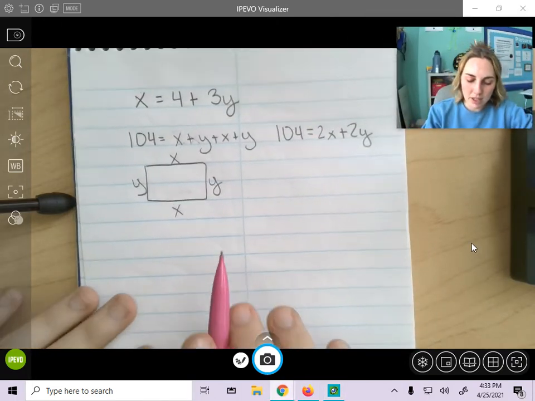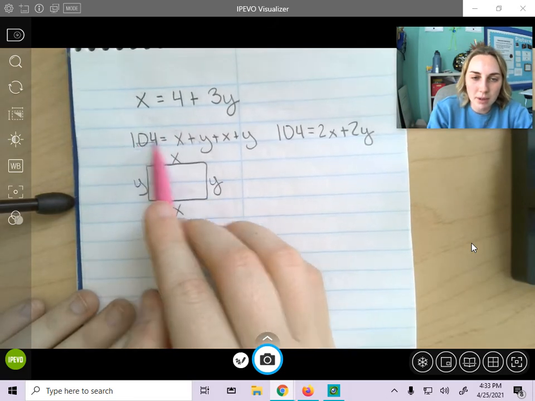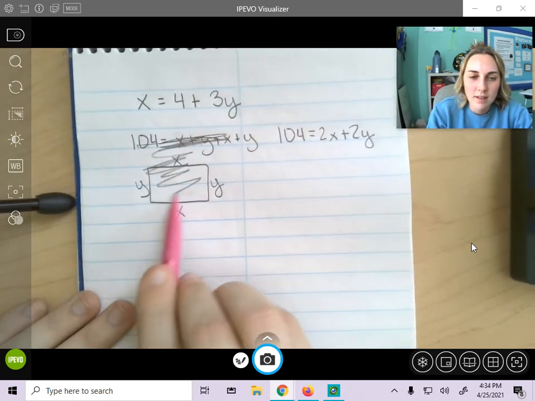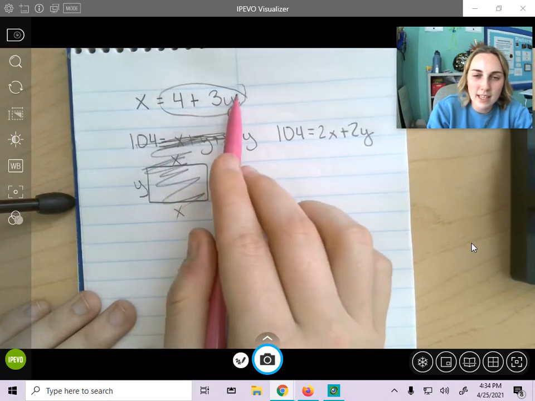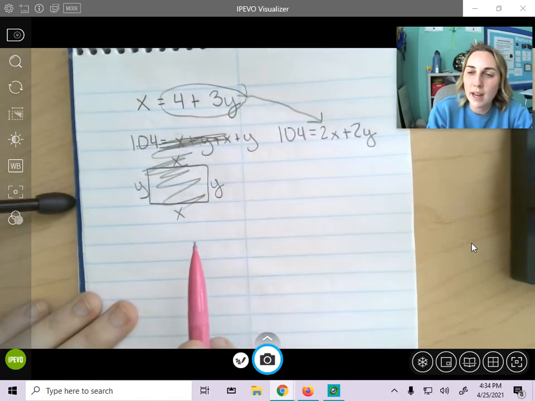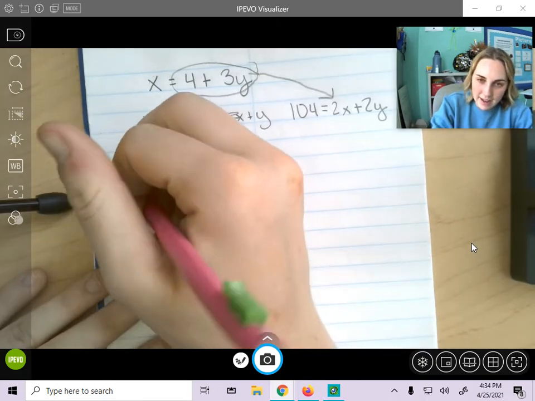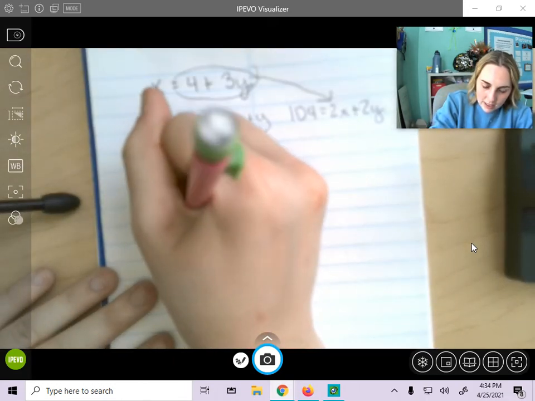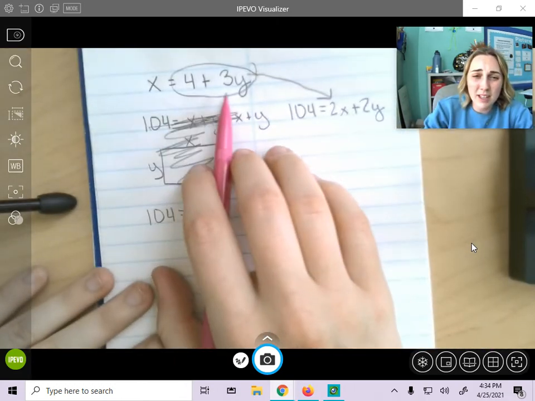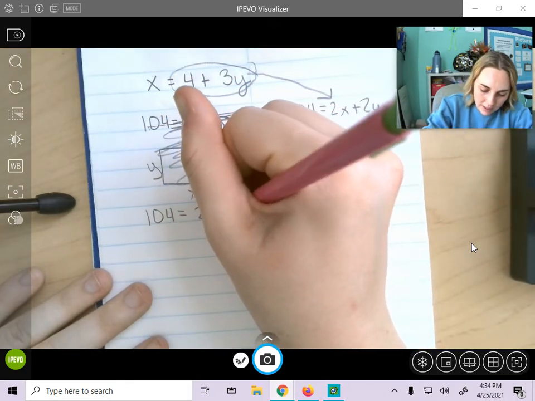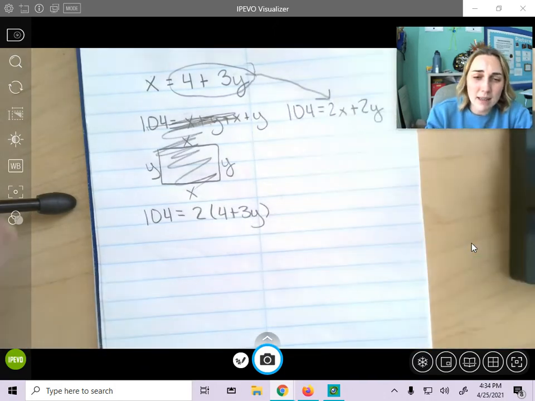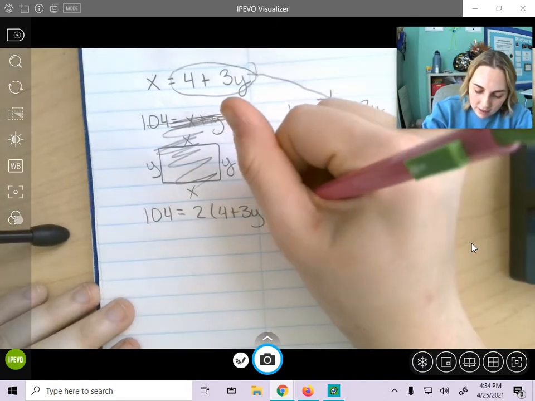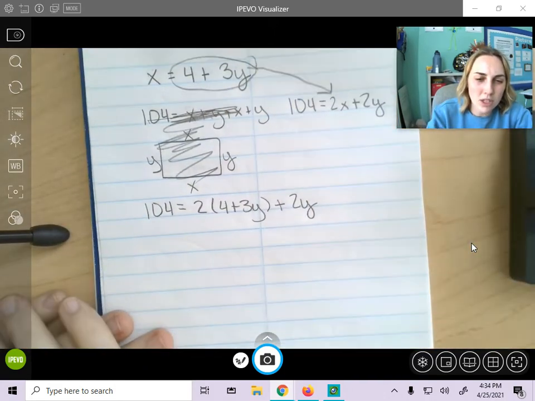All right, so what I'm going to do is substitute. I'm going to mark this out. I'm going to substitute this whole thing that's equal to x into this problem to solve for y. So I have 104, the perimeter, is equal to 2. Again, my x value is this whole thing, 4 plus 3y, so I'm going to put that whole thing in for x. And again, I put everything in parentheses so I can organize it better. And then I'll bring down the rest of the problem, which is 2y.